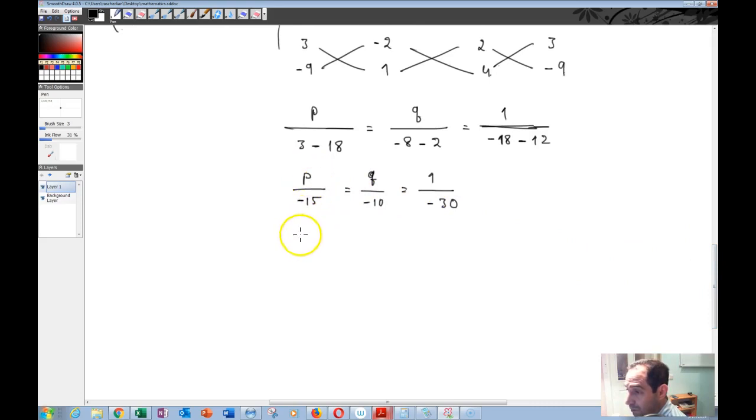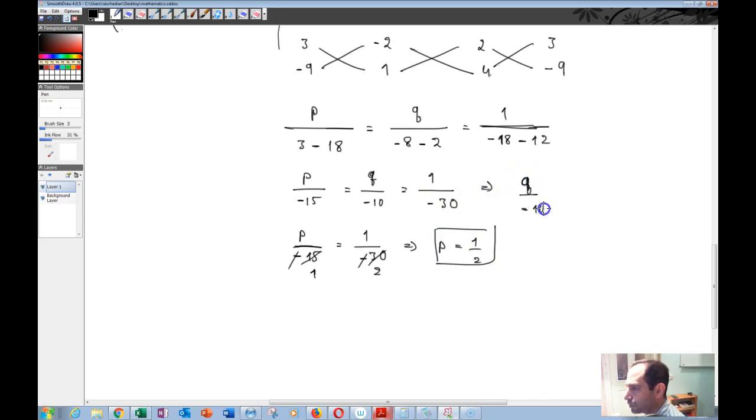So then you can write this as P over negative 15 is equal to 1 over negative 30. So that means that you can cancel these two out, and then 1, 2. So P over 1 is equal to 1 by 2. So P is equal to 1 by 2. And Q over negative 10 is equal to 1 over negative 30. These two you can cancel out, 1, 3, and Q is equal to 1 thirds. Okay, so 1 half and 1 thirds.